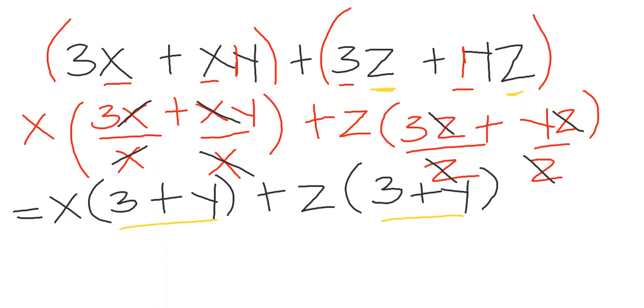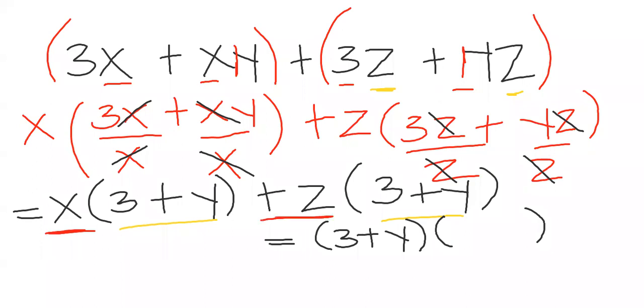Now, the last step will then be to take that set of brackets that is the same and put it here, and then open another set of brackets. Then in that set of brackets, you are now going to put what is remaining outside your 2 brackets. So it means now inside this set of brackets, we are going to have x plus z. And then that's it. That's how you factorize by grouping.